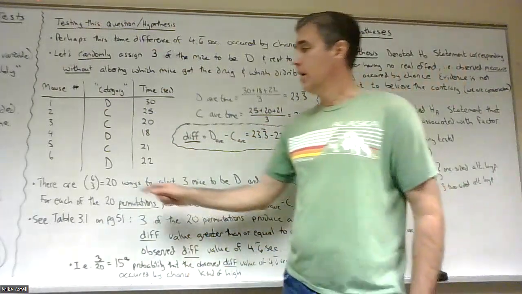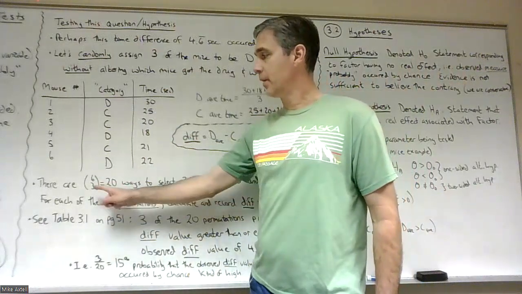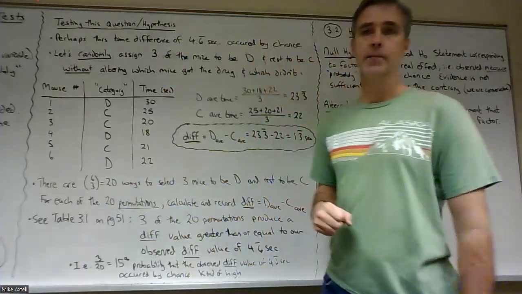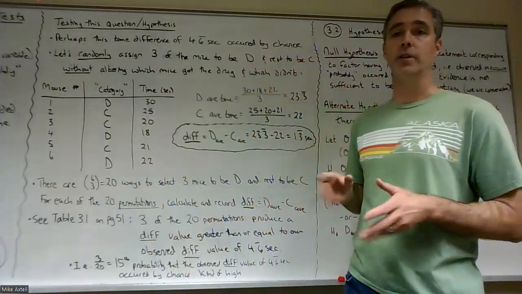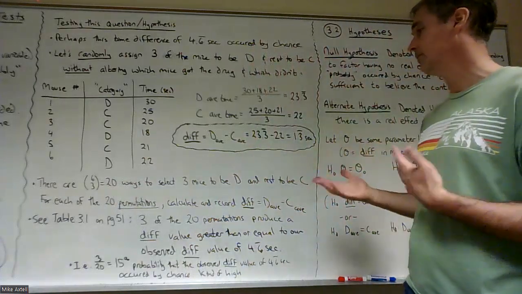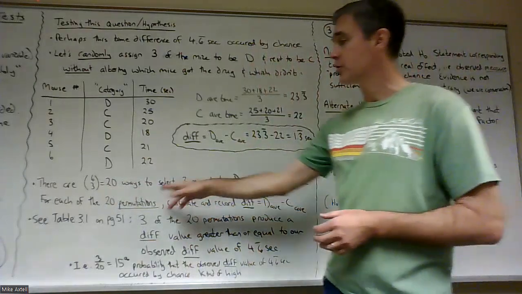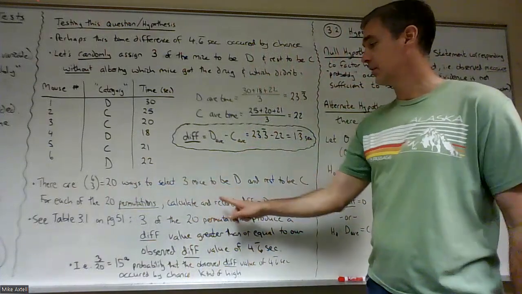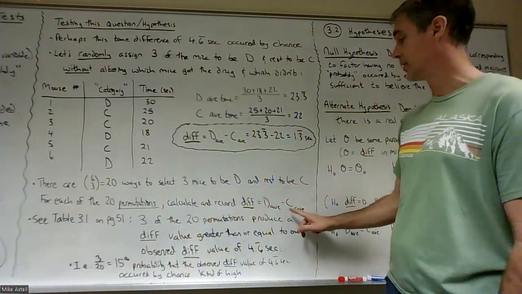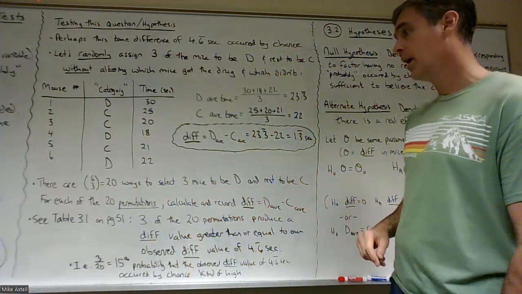It turns out if there's 6 mice, I can pick 3 of them to be D mice in 20 different ways. So there's actually 20 different permutations of the Ds and Cs. So there's 20 different ways to select 3 mice to be D and the rest to be C. And for each of these 20 permutations, let's calculate and record this difference, the average of the new Ds minus the average of the new Cs, okay?